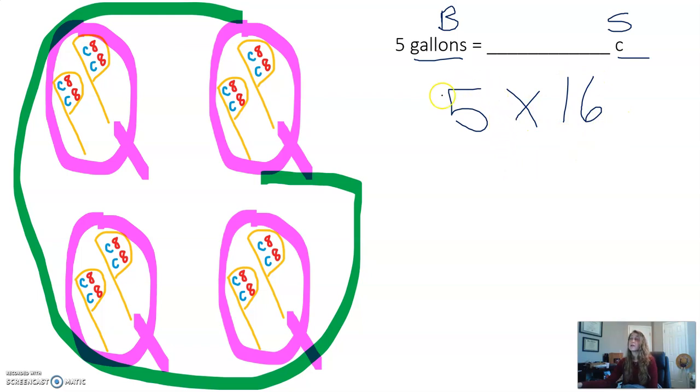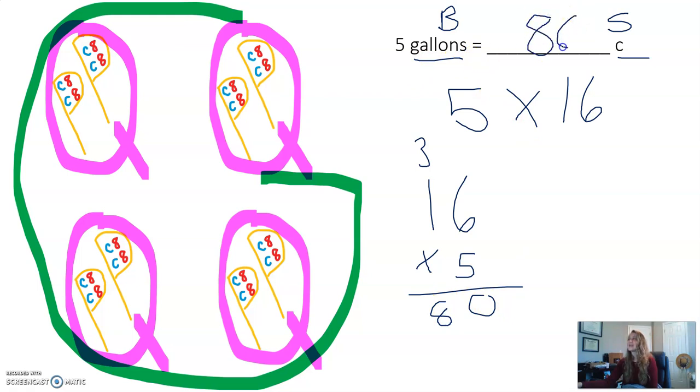So to figure out how many cups are inside of 5 gallons, we need to do 16 times 5. 5 times 6 is 30. 5 times 1 is 5, plus 3 is 8. 5, 6, 7, 8. So inside of 5 gallons, we have 80 cups. Woo! So think about your 1 gallon of milk in your refrigerator right now. If you had 5 of those gallons of milk, you could get 80 cups worth. It's a lot of cups.